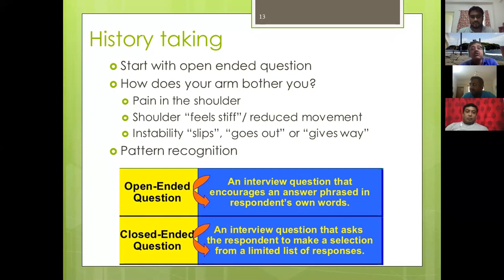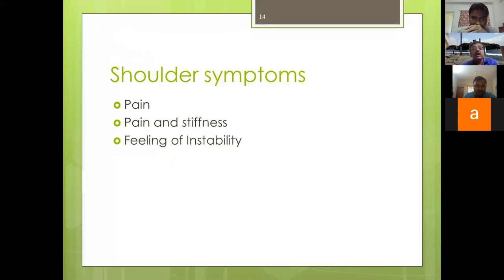Just like, how does your arm bother you? He will say about pain in the shoulder, or the shoulder feels stiff, or there is reduced movement. He may say about instability, like the shoulder slips, goes out or gives way. And also, you have to recognize the pattern. The main shoulder symptoms are pain and stiffness, and a feeling of instability.